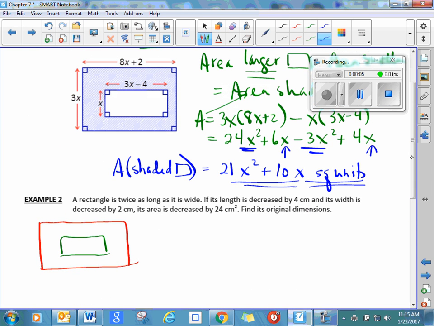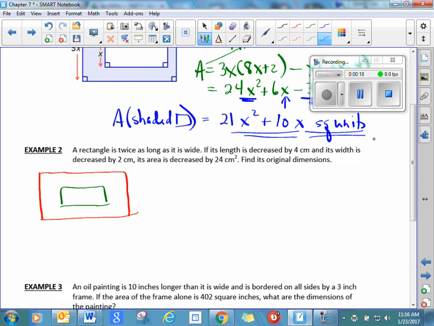Hi guys, we're on 114 still. We're going to work a couple more word problems. We'll do both of these examples on this page, give you a little bit more practice with setting up these rectangle problems. So example number 2 is similar to example number 1, but of course it's different.